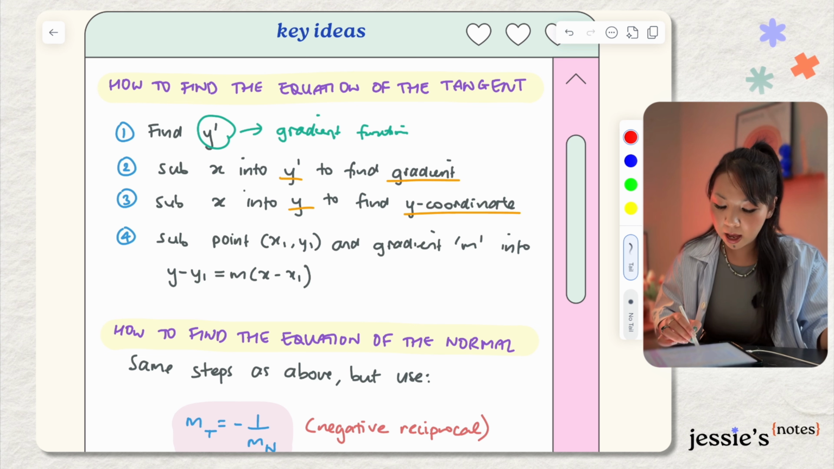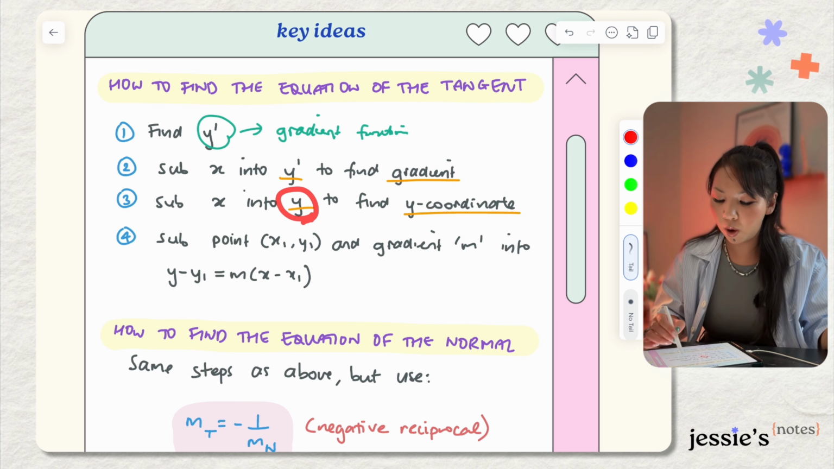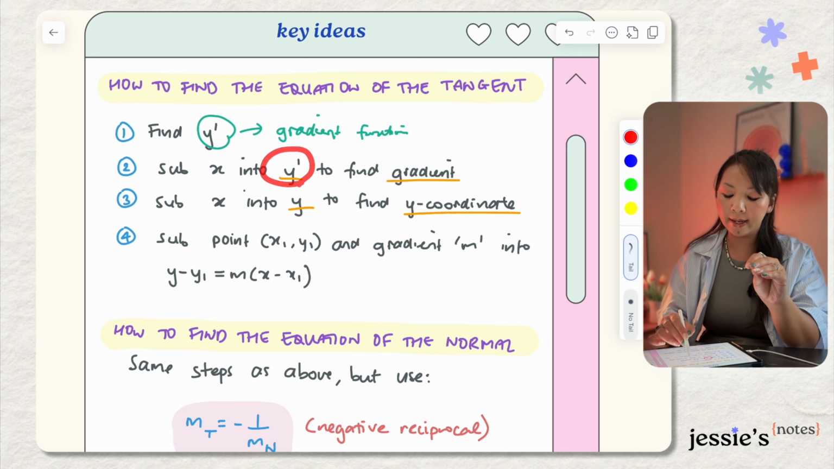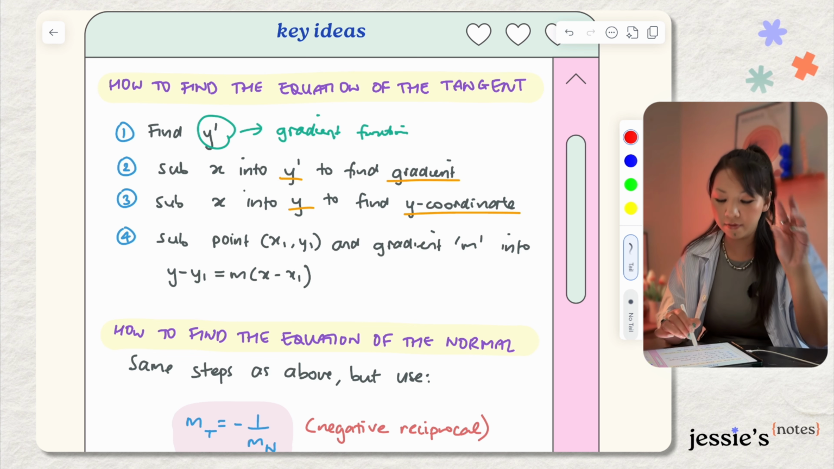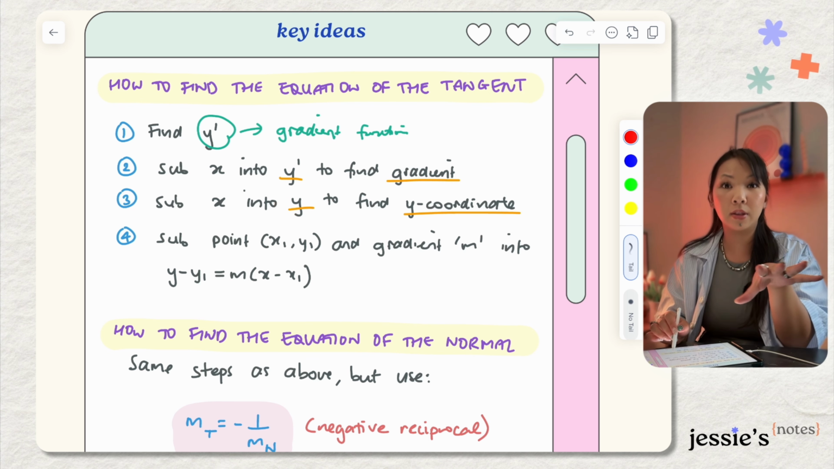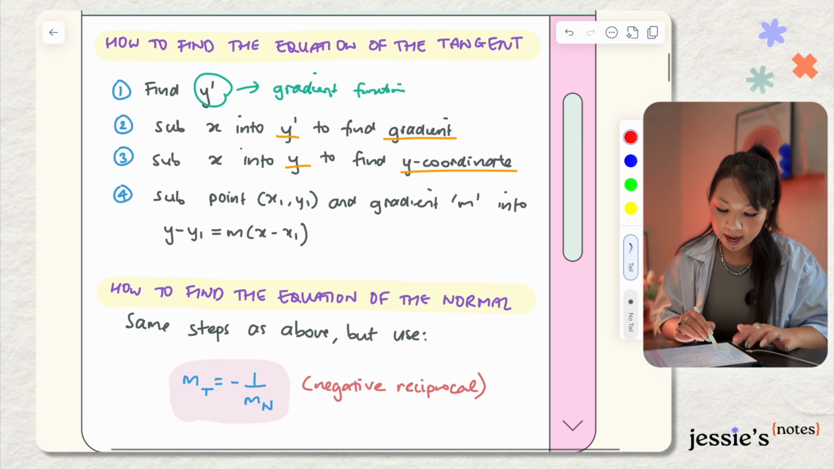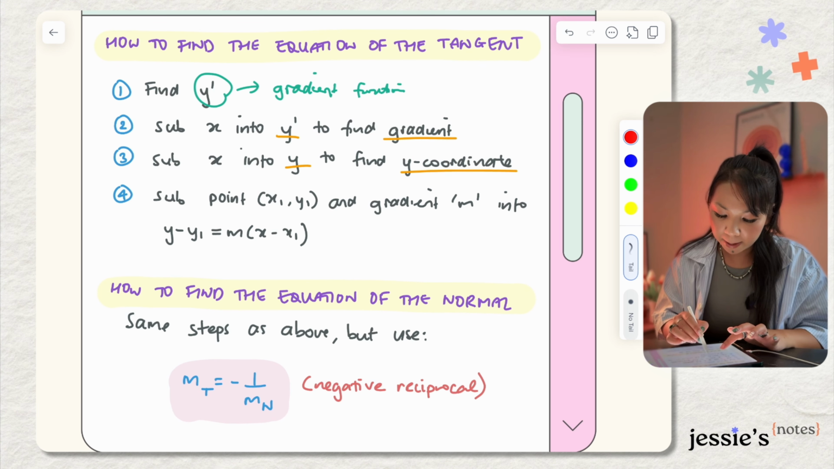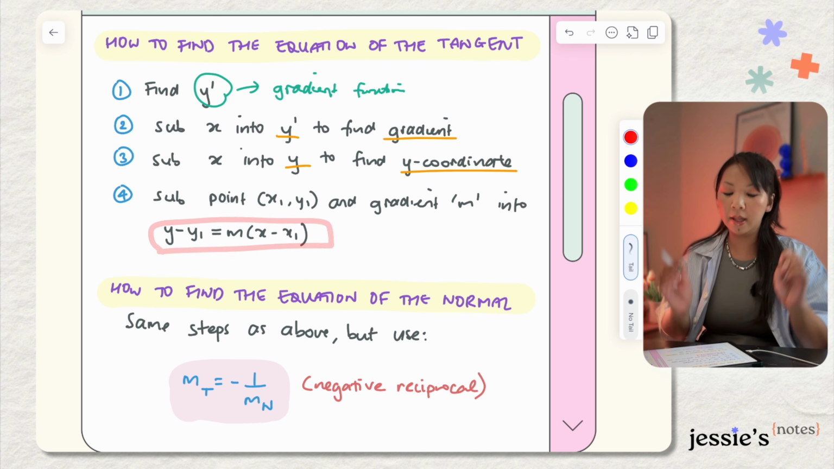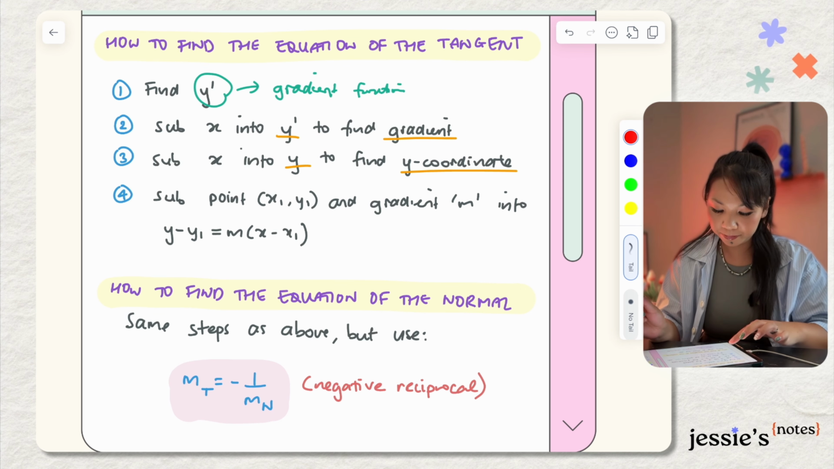And now you want to sub x into the original function y to find the y coordinate. So you can see here that plugging it into y dash spits out the gradient because that's the gradient function. Plugging x into y just spits out the y coordinate because that's what the original function does. And now you also want to sub in that point x1, y1 and the gradient m that you found into this point gradient formula to find the equation of the line.